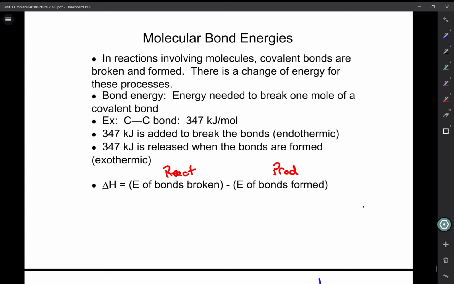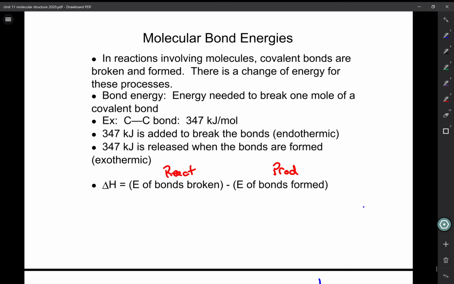For those bonds that are broken, energy has to go into them. So we put energy into bonds to break them. And when they reform in the products, those bonds release energy. So you have energy going in and then energy coming out. Those are almost always two different values, so you have a difference in heat values. That's where you get your delta H, your change in heat, which is your heat of reaction.